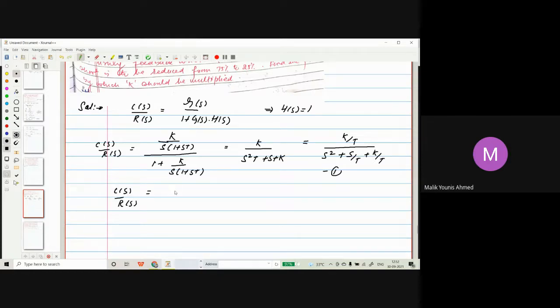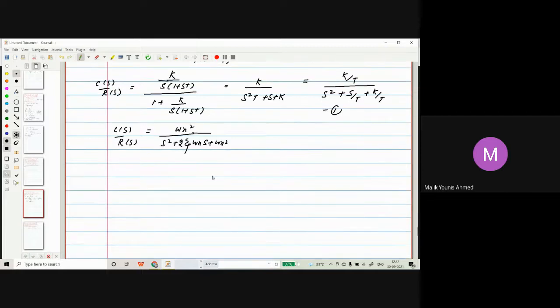You have to memorize it: s square plus 2 xi omega n s plus omega n square. So you have to compare the characteristic equation. Now, the characteristic equation is always the denominator. So if I compare these, 2 xi omega n will be 1 by t.